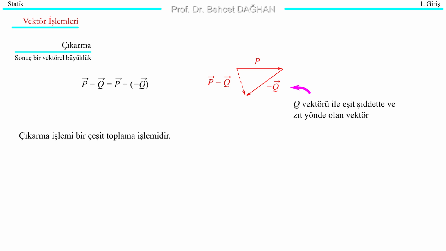Subtraction. Subtraction is a form of addition. Subtracting Q from P means adding the minus Q vector to the end of P. The minus Q vector is the vector of equal magnitude and opposite direction to the Q vector. Subtraction is also a kind of addition operation.